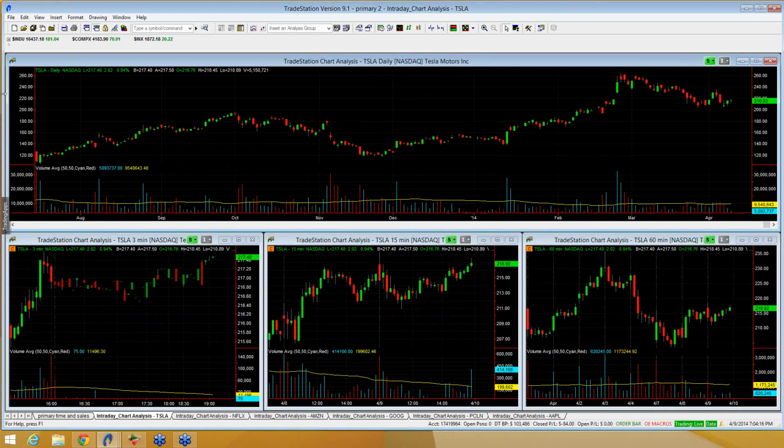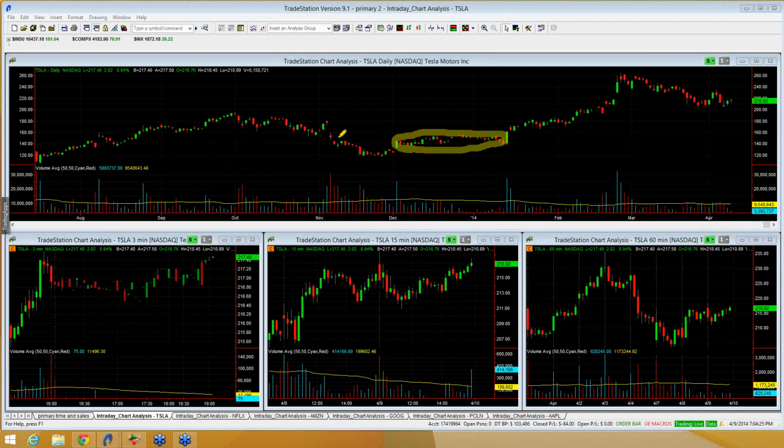Same thing on Tesla. Tesla is a very directional stock, but it too has gone through periods of lack of day-to-day direction, where if you're trying to trade that, you're going to get kind of screwed. You need this diagonal movement from Tesla, right? You can't be trying to trade this right here or back here.